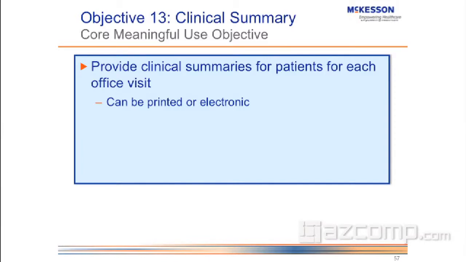Objective 13. This is where you're going to be able to go through clinical summaries. Clinical summaries can be printed or can be electronic. This is a new feature to 9.5. You don't have this in the current version right now.